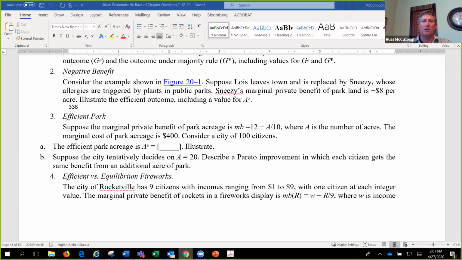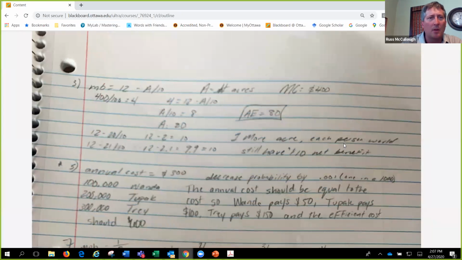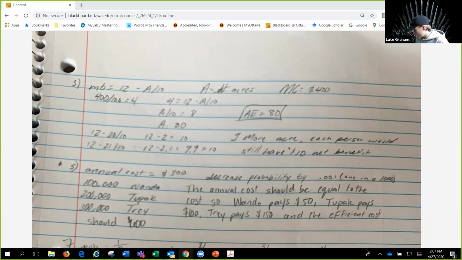Go ahead and verbalize through what you got here. So basically, that question was trying to find the efficient park acreage. We're given the marginal benefit, so that's going to be equal to the marginal cost. So I found out that 400 divided by the 100 citizens is going to give the benefit from each person, which is going to be 4, to get to that marginal cost.